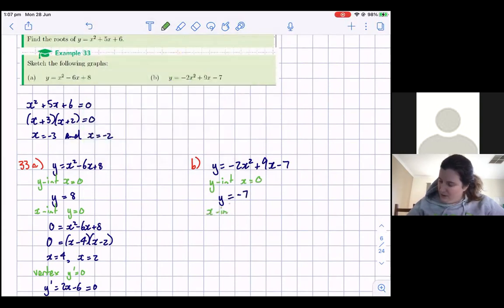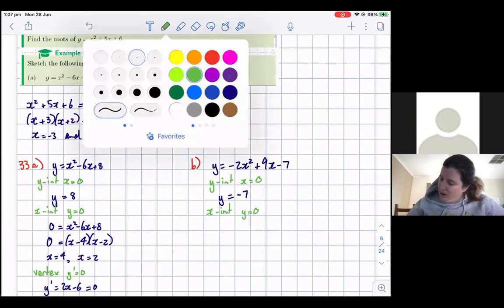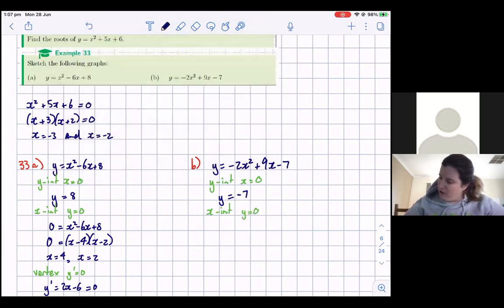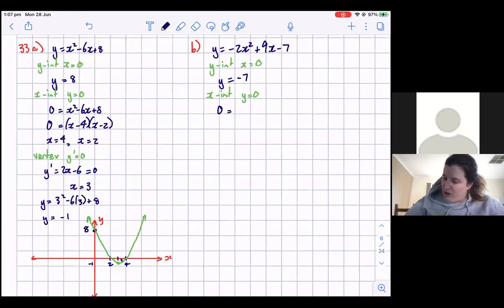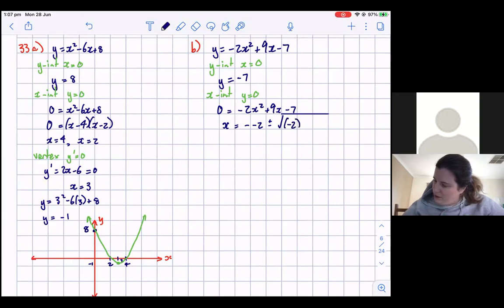X-intercepts, y equals 0. And I do want you to write this out before you then go through and use the quadratic formula. So 0 equals negative 2x squared plus 9x take 7. So a is negative 2, b is 9, c is negative 7. So x is going to be minus b, so minus 9, plus minus the square root of b squared. Oh gosh, I'm an idiot. 9 squared take 4 times a, negative 2, times c, negative 7. Glad I didn't persevere with that.